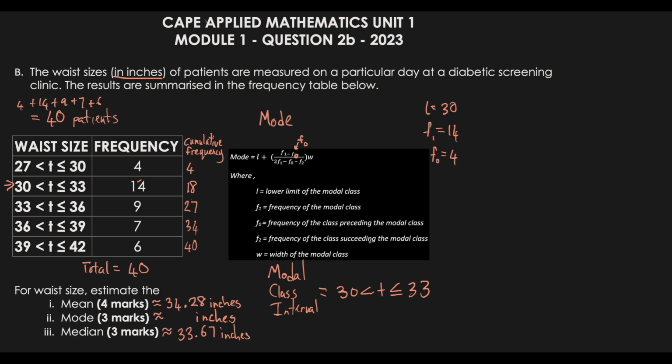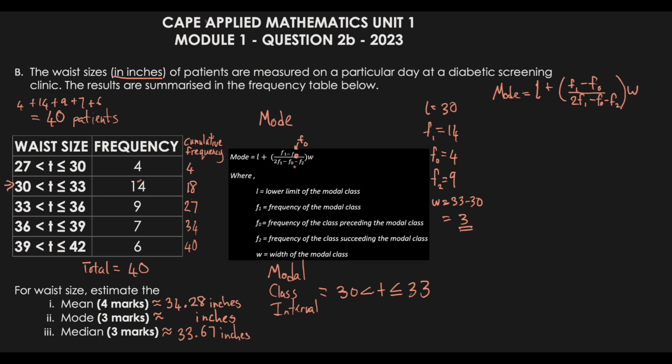Now we also have F2, the frequency of the class succeeding the modal class, so the class after the modal class. So the modal class here is 14. The class after that would be this one here, which is 9. And then our width is going to be 33 take away 30, which is equal to 3. Okay, so we have all our values now. We can use our formula. So L plus F1, and remember we say we're using F0, over 2F1 minus F0 minus F2.